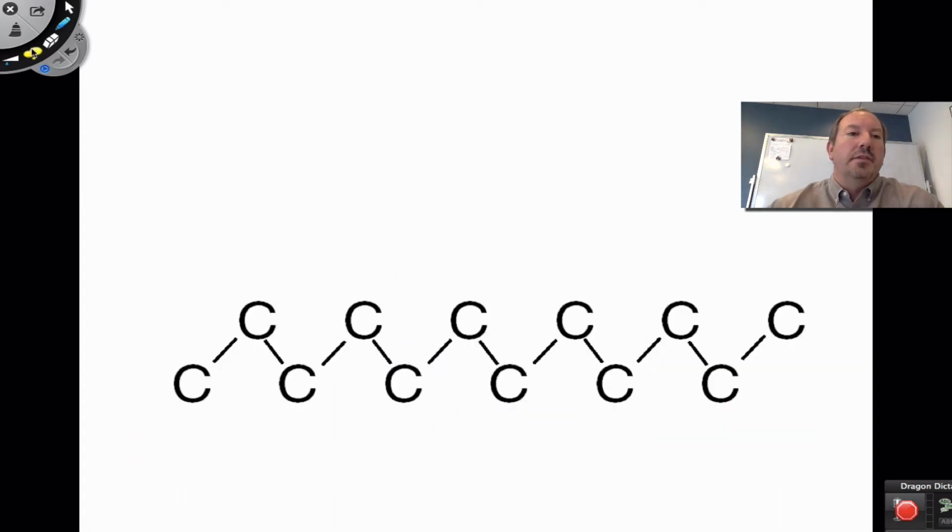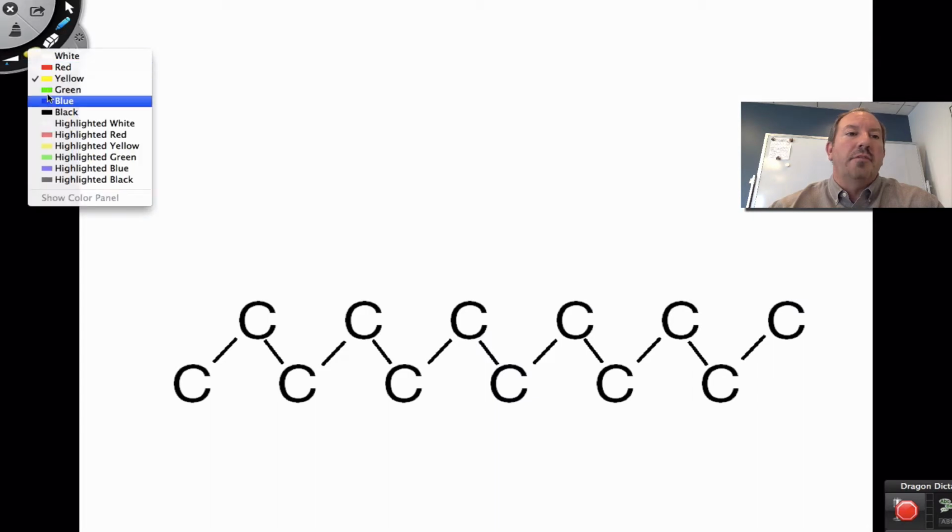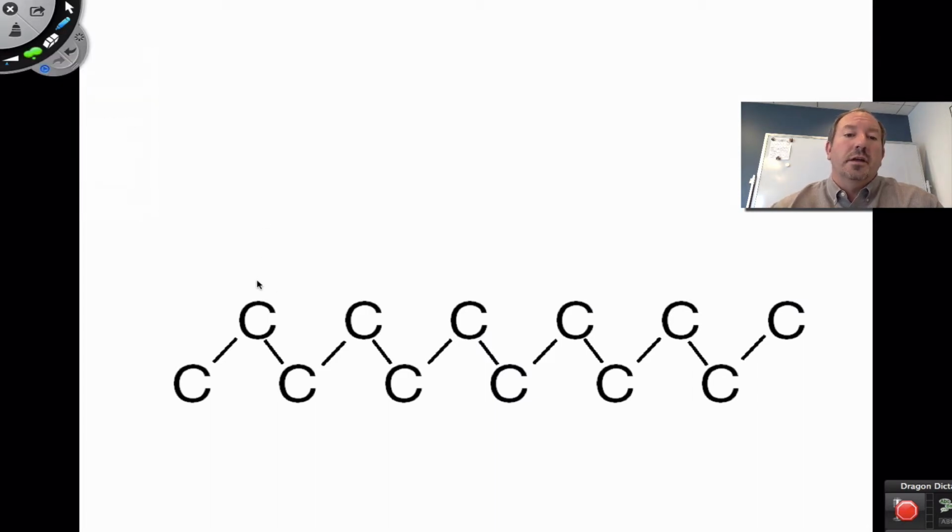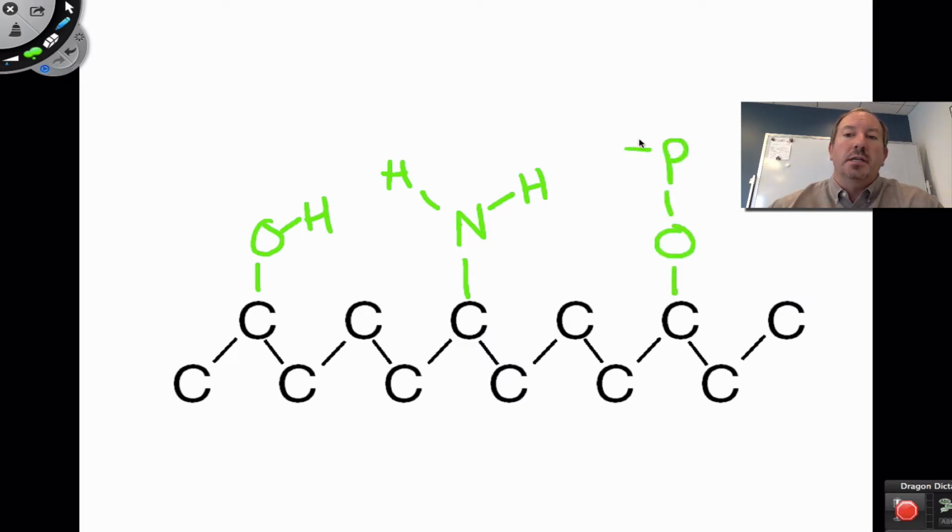And again, the functional groups that can come off of that are numerous. We could have a hydroxyl group coming off. We could have an amine group coming off, which is NH2. And so we'll be able to see different things. We could have a phosphate functional group. A phosphate functional group would be a phosphorus with a double-bonded oxygen, O minus and O minus, like this, this sort of ring of oxygen around the phosphorus.